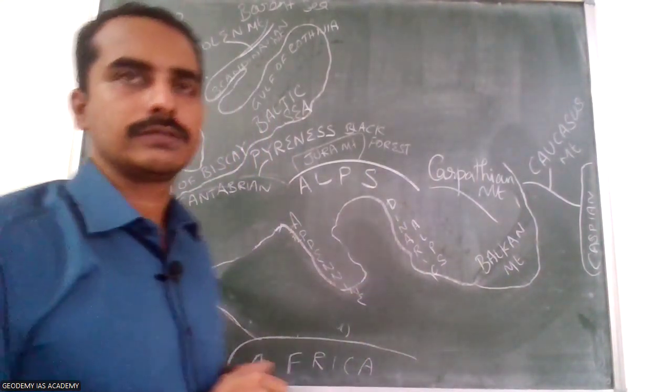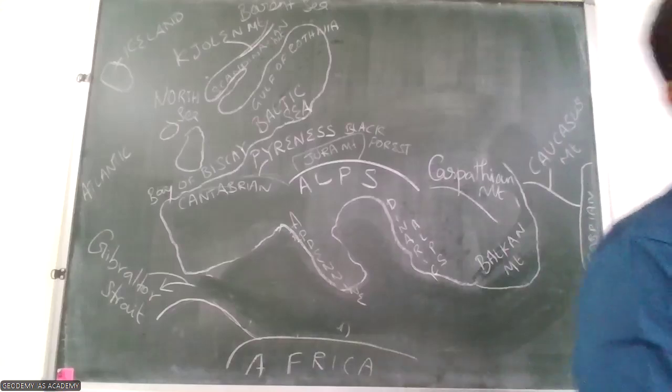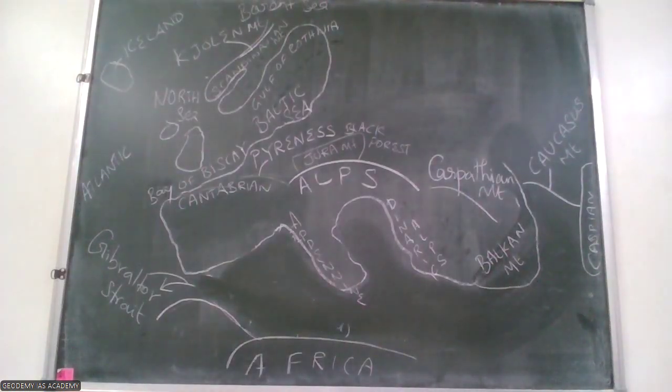Apennine Mountains. Okay. So these are the major ranges in Europe. Okay. Done.